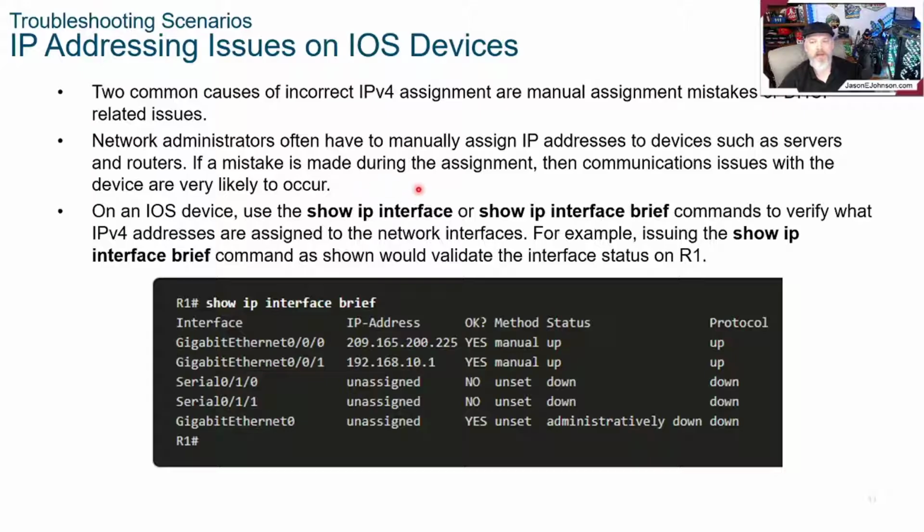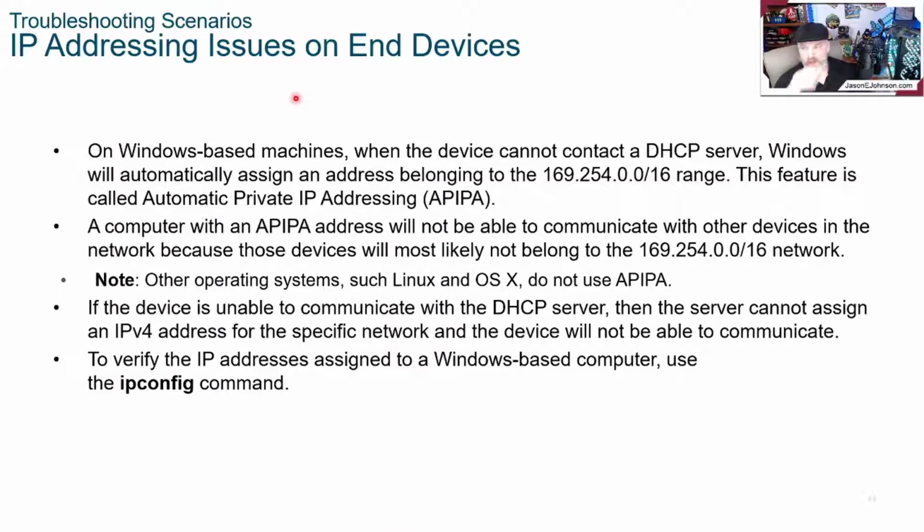If a mistake is made during that assignment, then communication issues with the devices are likely to occur. That's why you want to check everything after you've set up your IP addresses. Don't just assume that everything's working. On an iOS device, use the show ip interface or show ip interface brief to verify what IPv4 addresses are assigned to network interfaces. For example, issuing the show ip interface brief command as shown below would validate the interface status on R1.